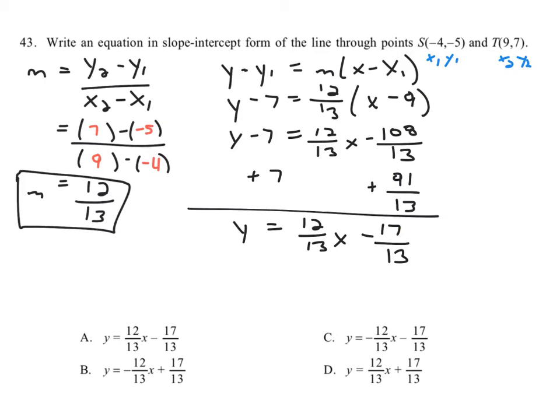And let's see what we've got as an answer then. We've got y equals 12/13 x minus 17/13. And is that an option? Is that one of the answers? 12/13 x minus 17/13. Yeah, that's A. There you go. Let's do a couple more.